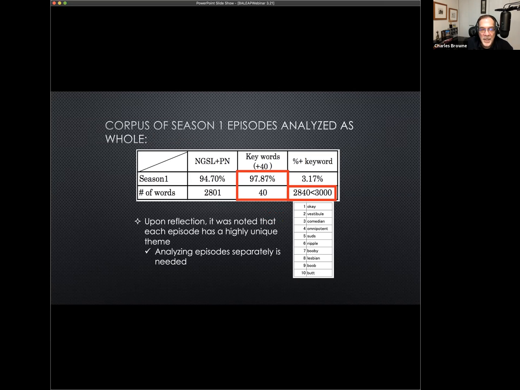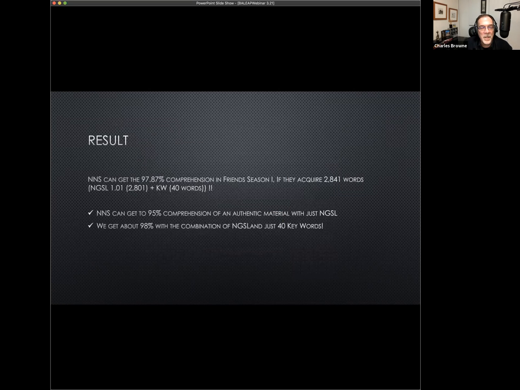And so what he got is the NGSL just by itself gives almost 95% coverage for Friends. And if you add 40 more keywords, you're up to like 98% coverage. So it's pretty good. Okay, so in both cases they found support for that.